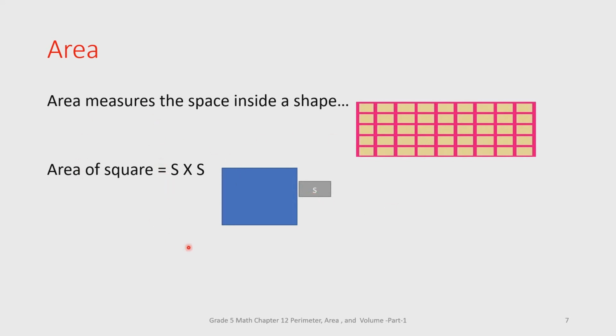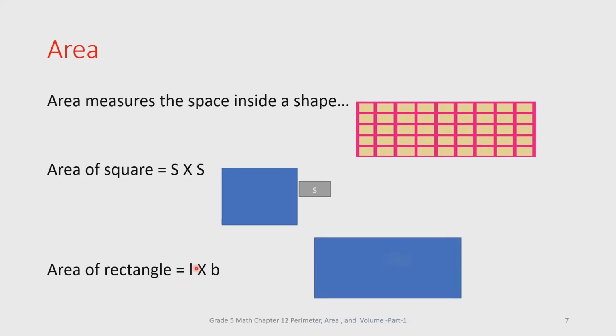Now we will see the area of a rectangle, which is L multiplied by B. Here L means length and B means breadth. So when we multiply length with breadth, we get the area of the rectangle. So scholars, now we will see a few sums related to it.